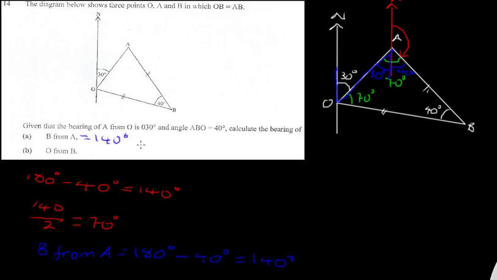So the bearing of B from A is therefore equal to 140 degrees. The next part is asking us to find the bearing of O from B. The bearing of O from B. So we are interested in this line, so we need the northing there, right? We create a northing at B, and we are talking about the angle from the northing all the way to line OB.